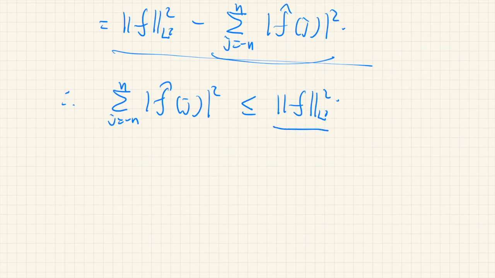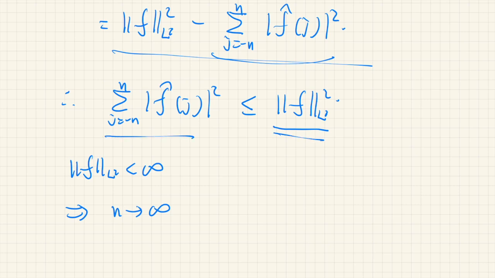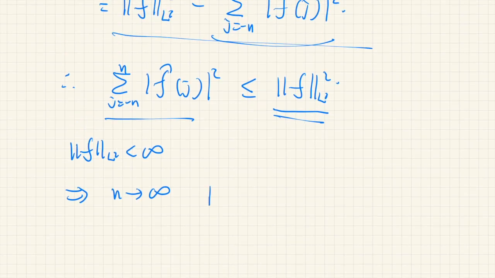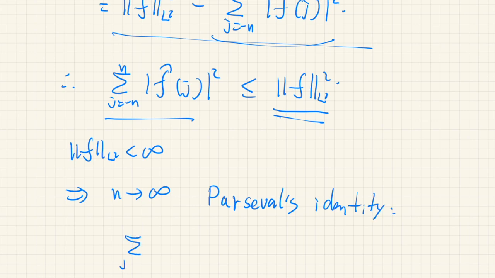And if this norm itself is finite, so if the norm of f is finite, then as n goes to infinity, this becomes equal to this. We have Parseval's identity. That is, the sum over j from negative infinity to positive infinity of the absolute value of f hat j squared is equal to the norm of f squared.